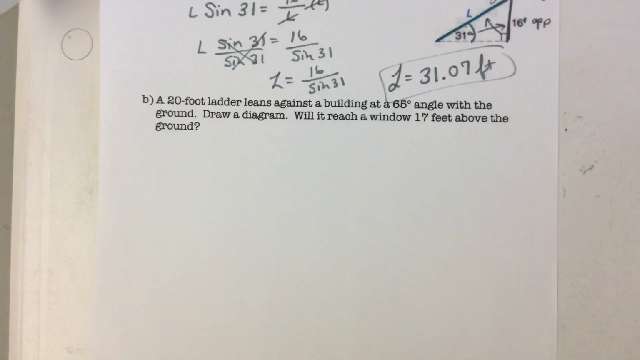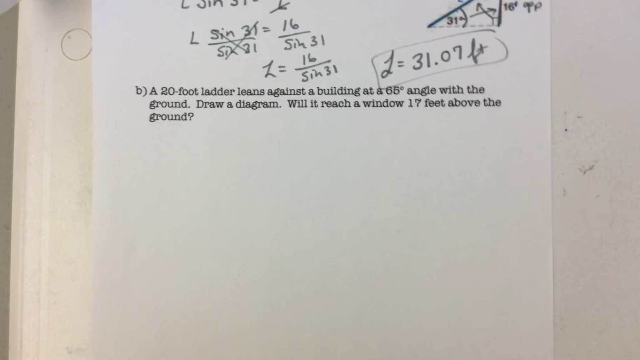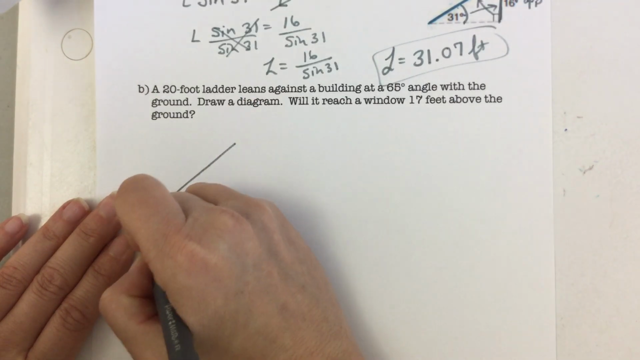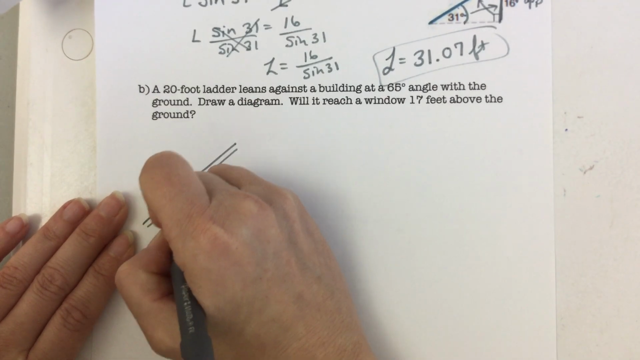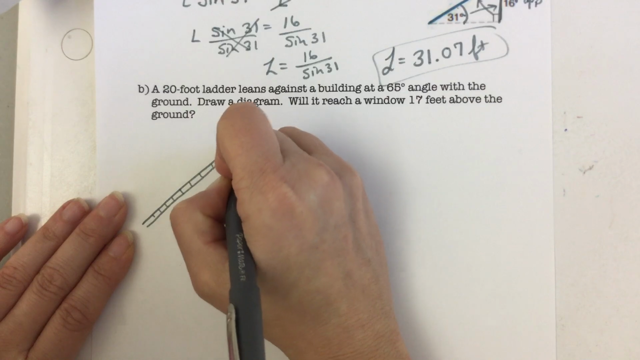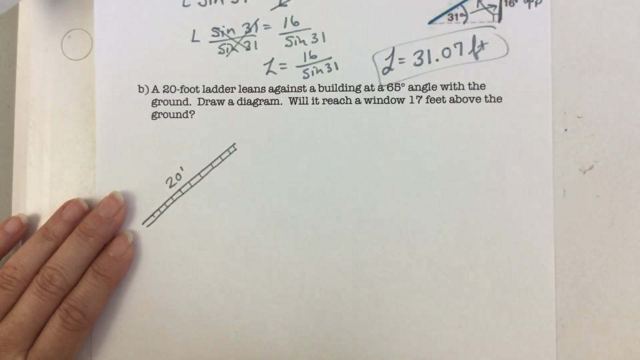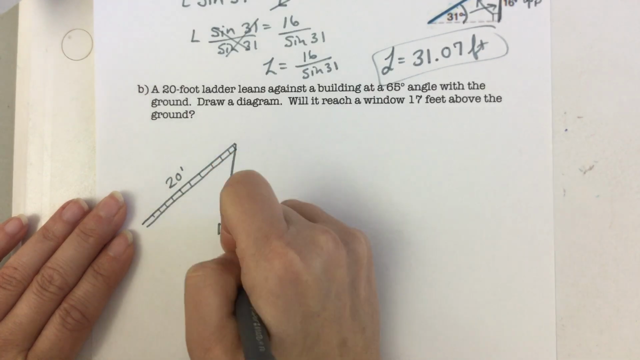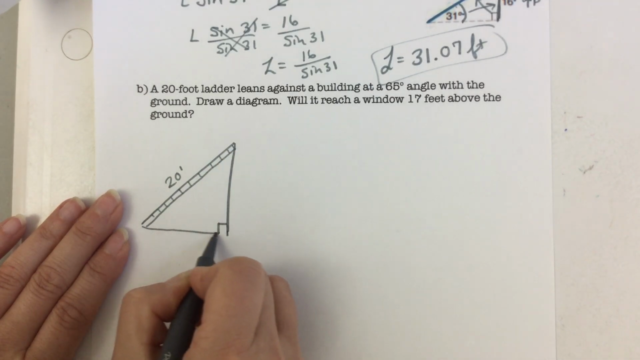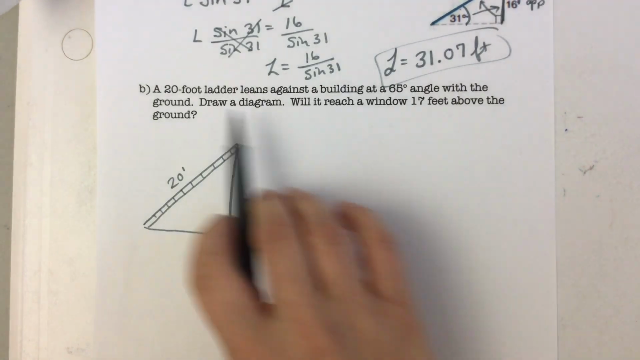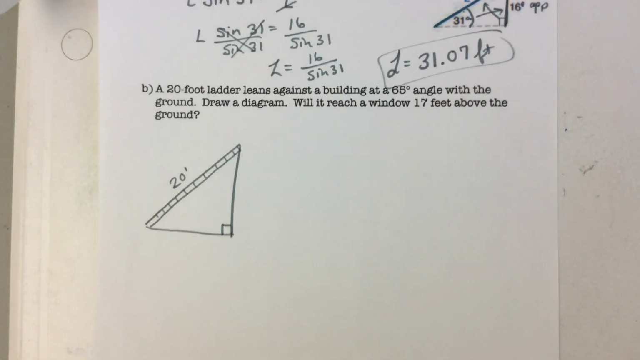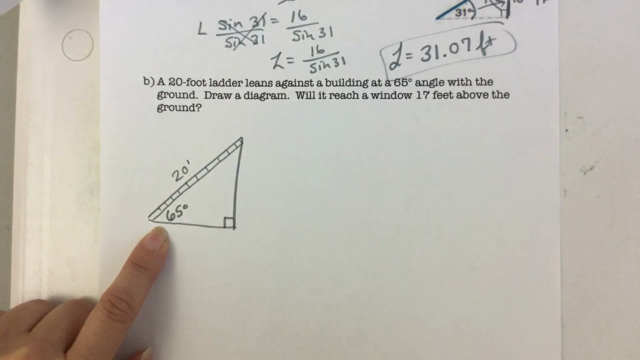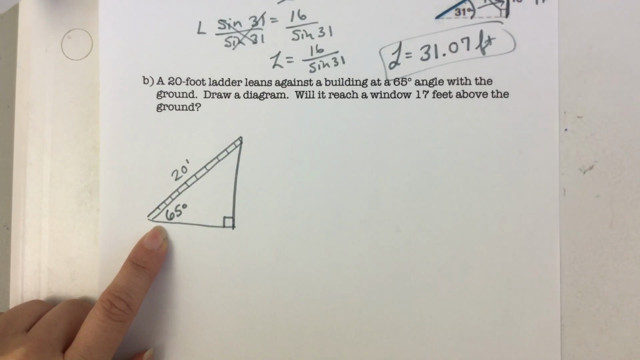Here's one more example, and we finished another chapter, guys. A 20-foot ladder leans against a building. So here's your ladder. Draw your little ladder because it's kind of fun. Okay, this is a 20-foot ladder. It leans against a building, so check this out. When a ladder leans against a building, what you just formed is a right triangle. A 20-foot ladder leans against a building with a 65-degree angle with the ground. So this is 65 degrees. Draw a diagram. Okay, we already did that.